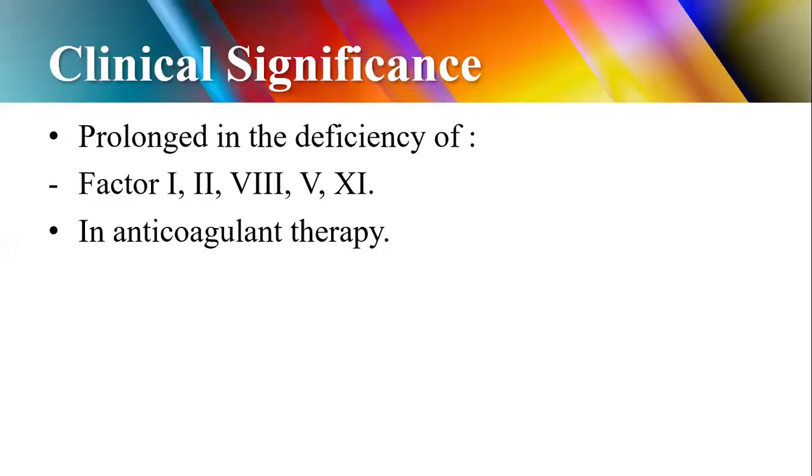Commonly prolonged clotting time can be observed in the deficiency of factor 2, factor 1, 2, 8, 7, and 5, and then factor 11. It can also be observed if a patient is taking heparin therapy or anticoagulant therapy. So this is all about clotting time. We will move on to thrombin time. If you have any question, you can ask.